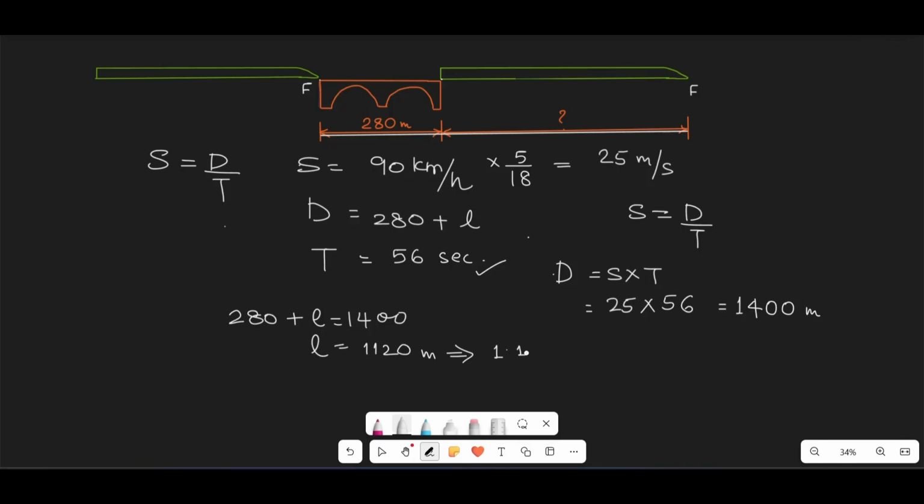We can write it in kilometers, 1.12 kilometers. These are a few problems on train crossing either a tunnel, pole, or bridge. Hope you have understood this concept.